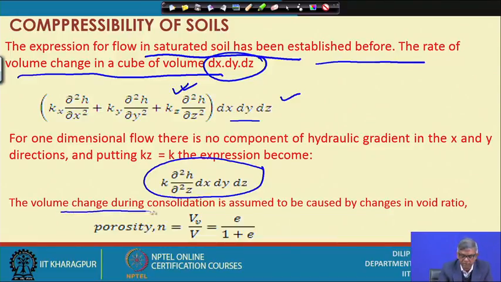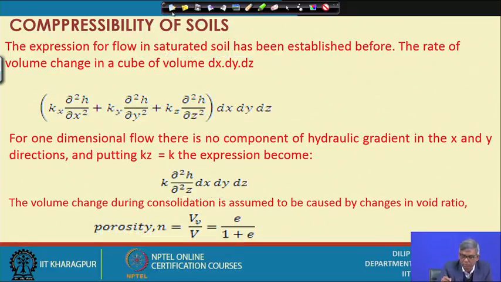Now, volume change during consolidation is assumed to be caused by change in void ratio. So, the porosity I can consider n equal to V v by V, and it can again be expressed as e by 1 plus e. So, from here I will see again volume change, since it is based on change of void ratio, I will try to correlate.